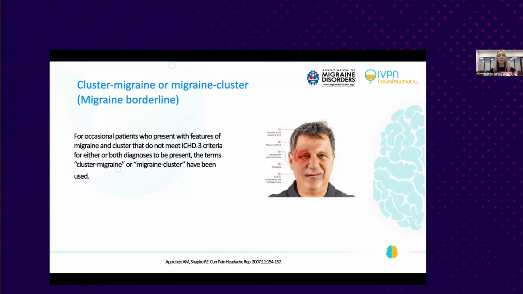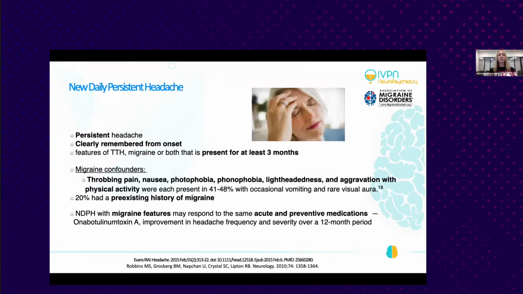It means that for some patients, they will have the presenting features of both migraine and cluster headache, but they will not meet the ICHD-3 criteria for either or both, which means that we think of them as being coexistent, thus coining the term cluster migraine or migraine cluster.